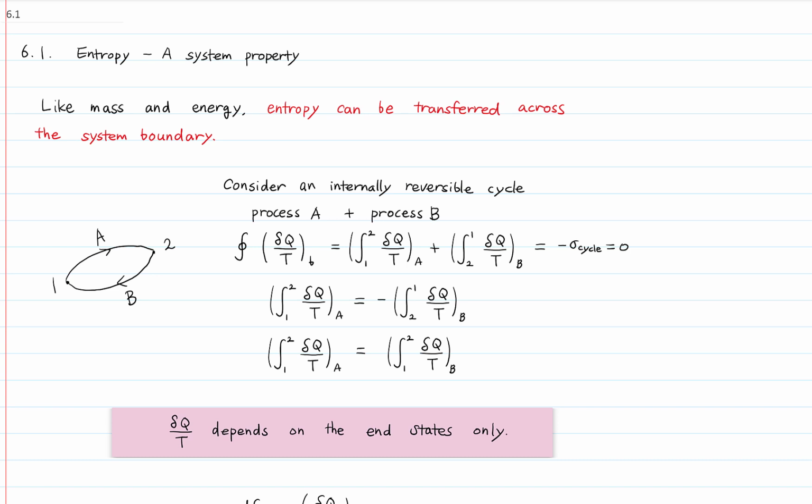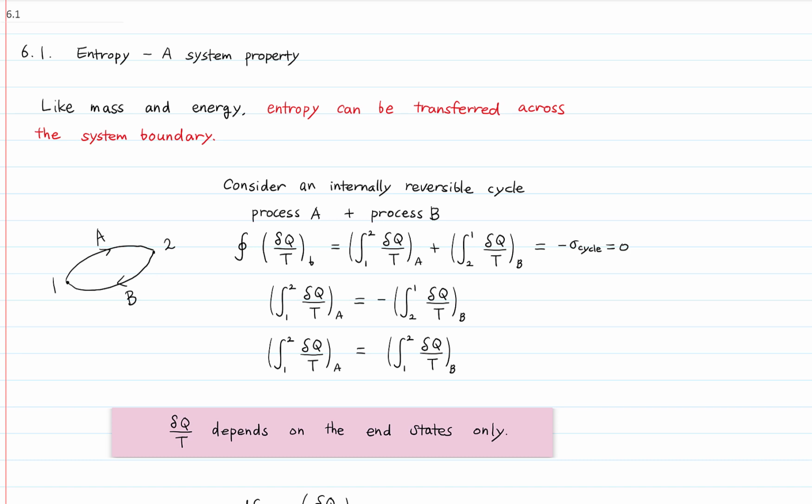Entropy is not straightforward. Like mass and energy, entropy can be transferred across the system boundary, but entropy is not conserved. So entropy actually always increases for actual processes. So we'll get to learn how to set up the entropy balance equations. First, we will find out how to calculate the change in entropy.